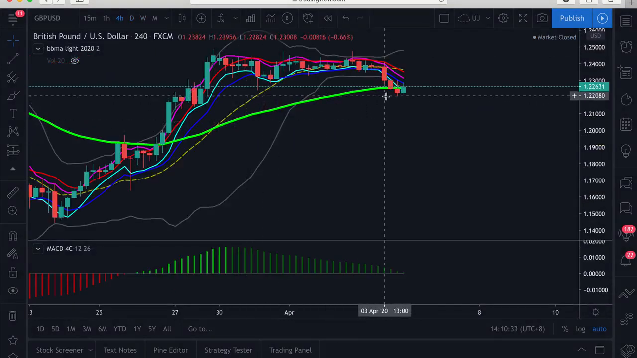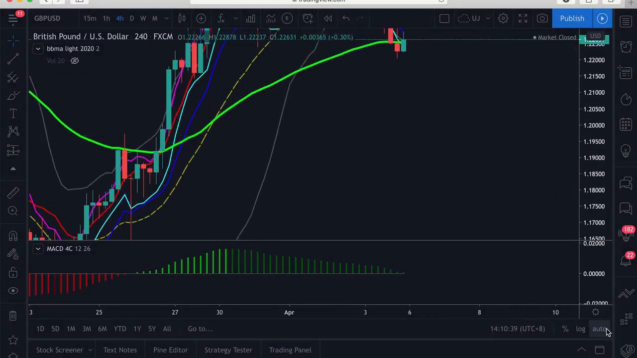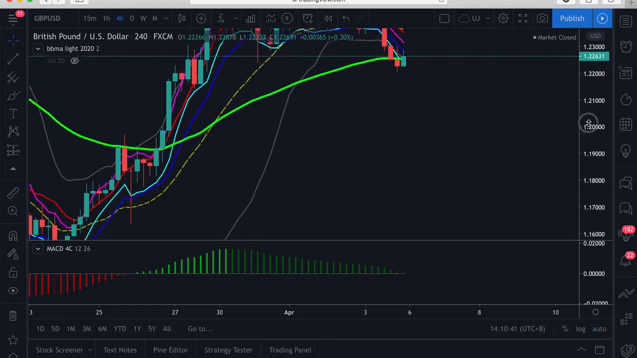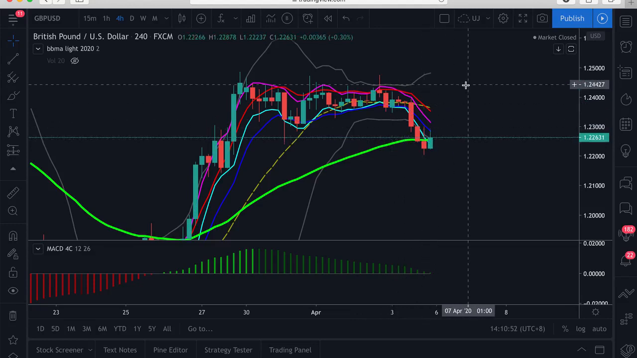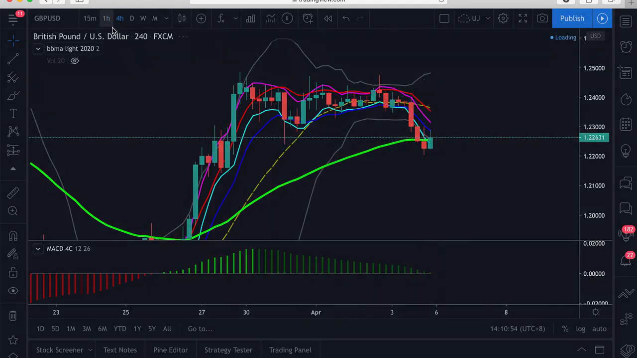On H4, we see a MHV buy. Let me make this a little bit bigger so we can see clearly. This is a MHV buy, and this is a good sign because as you can see the price retests EMA 50 but it closed again above EMA 50, so it means the upward movement is still valid.